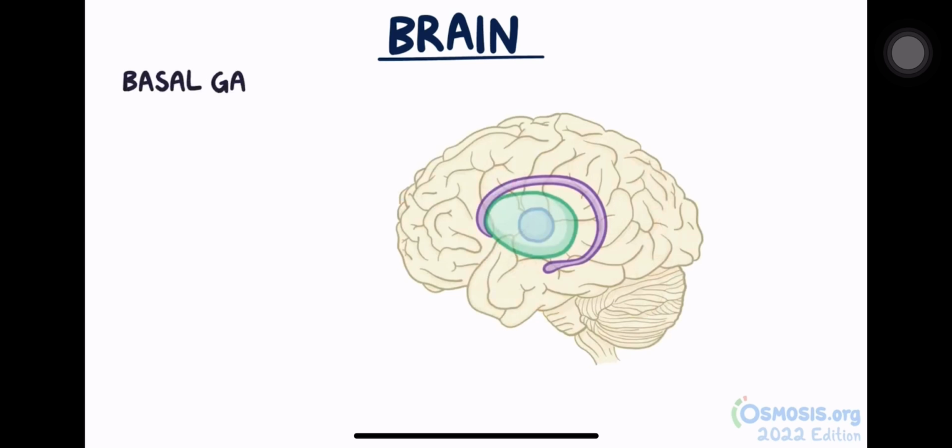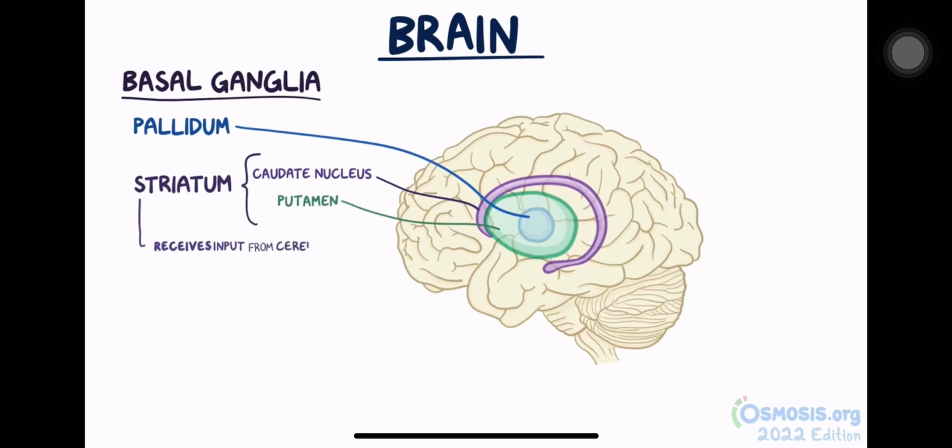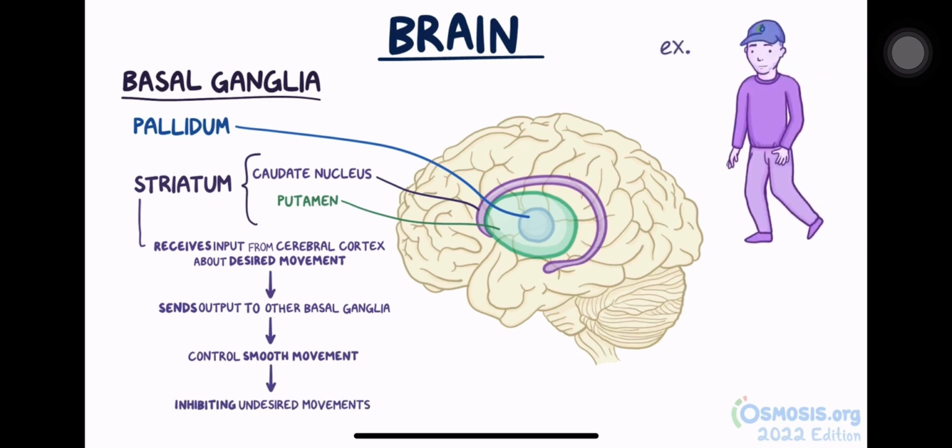There's also the basal ganglia, which are actually two deep structures, the pallidum and the striatum, with the striatum further divided into the caudate nucleus and the putamen. The striatum receives input from the cerebral cortex about a desired movement, and then it sends output to the other basal ganglia structures to control smooth movement by inhibiting undesired movements. As an example, when you walk, you have to move one leg at a time, so when one leg steps forward, the other leg gets inhibited by the basal ganglia so that it's stationary, and that prevents you from falling.